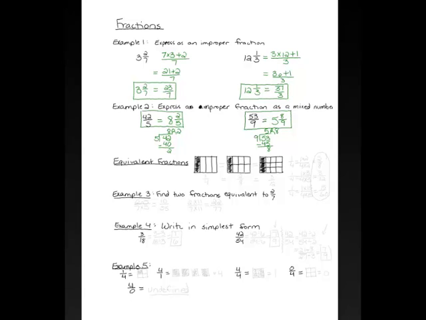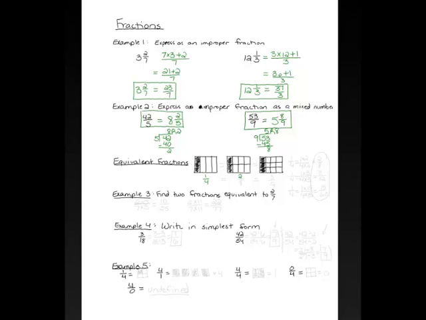Now in this next section, we have equivalent fractions, and if you take a look at the diagrams here, it's important that you notice that the same amount of each diagram has been shaded. Over here at the right, we have the rectangle divided into 4 equal pieces, one of which is shaded. So this represents the fraction 1/4. The next one, we have the diagram divided into 8 equal pieces, 2 of which are shaded.